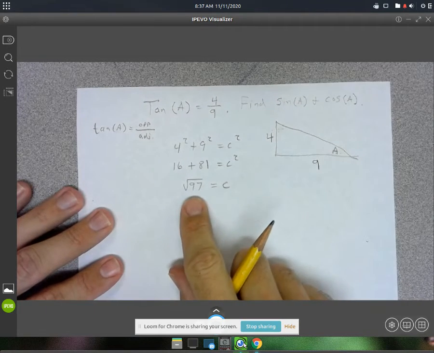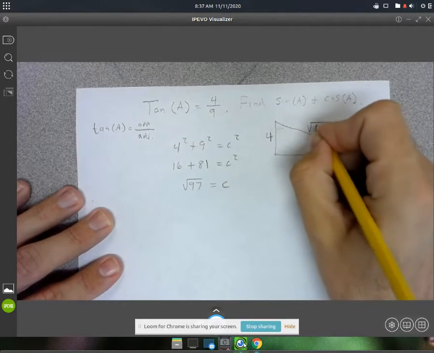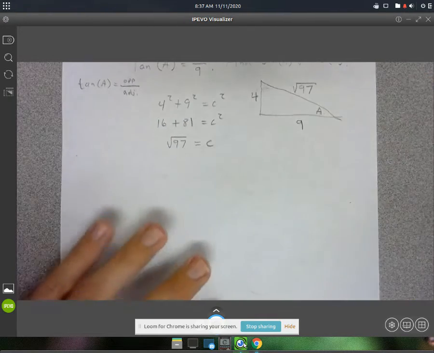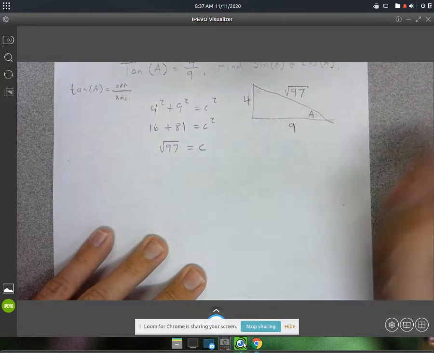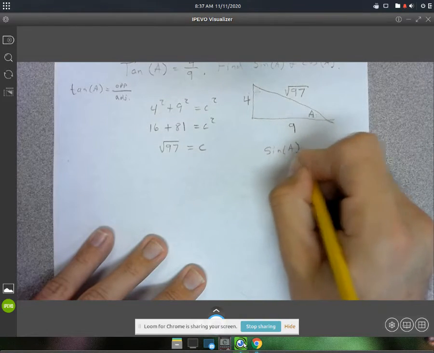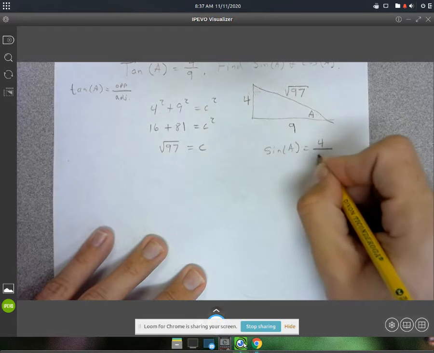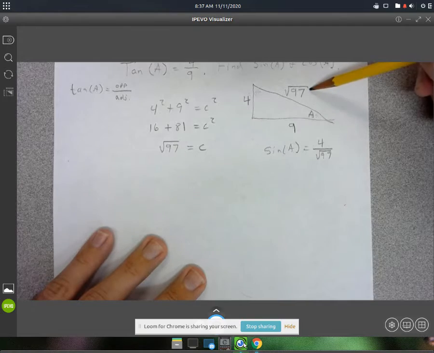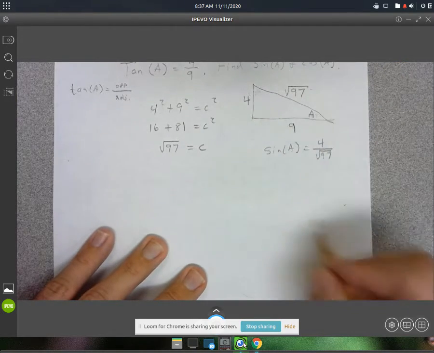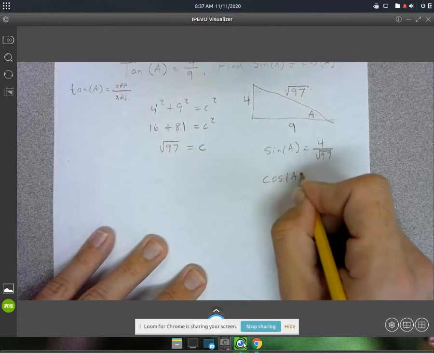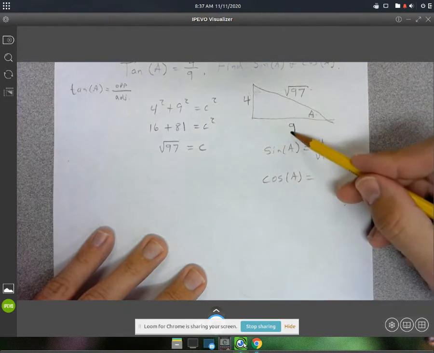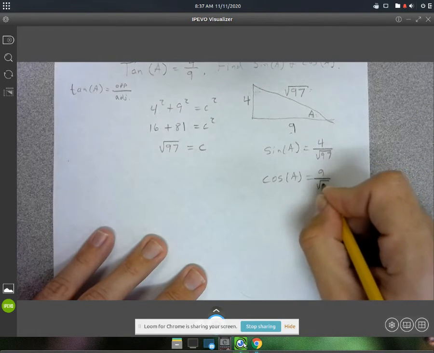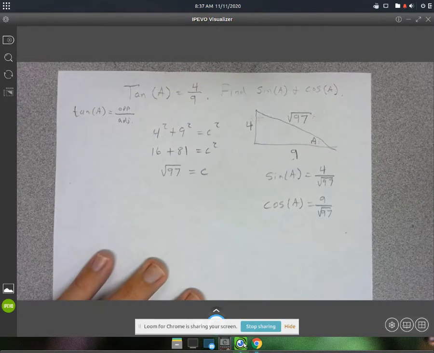This might simplify. I'm not even going to try. I'm just going to leave it how it is. I'm not going to rationalize the denominator or any of that stuff. All right, so for sine of A, that's going to be 4 over root 97, because 4 is the opposite and root 97 is the hypotenuse. So sine's opposite over hypotenuse. And cosine is going to be adjacent over the hypotenuse. All right, so that's going to be 9 over root 97. And that would be it.